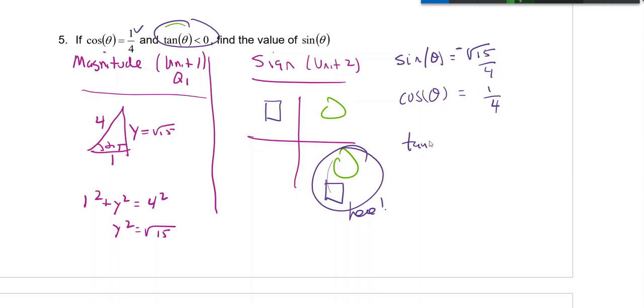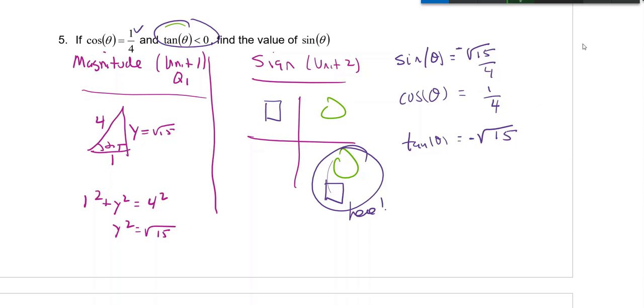And the tangent of theta is y over x. That is root 15 over 1, which is just root 15. And since we're in quadrant 4, the tangent is negative, so that's negative root 15.